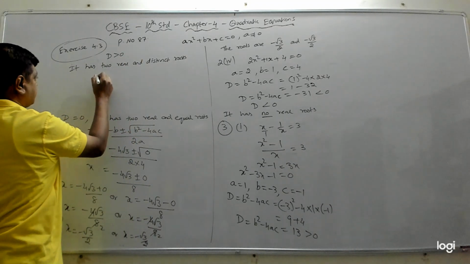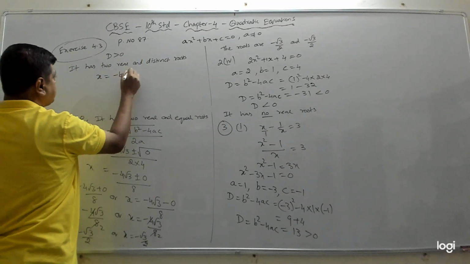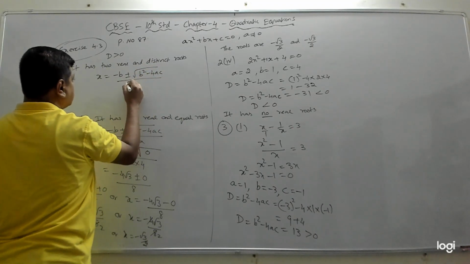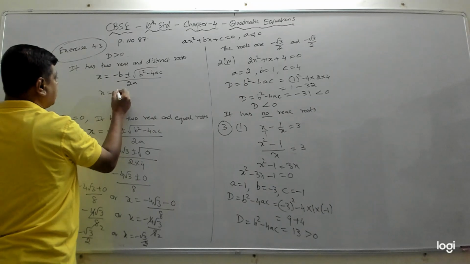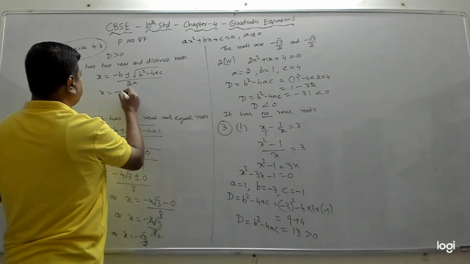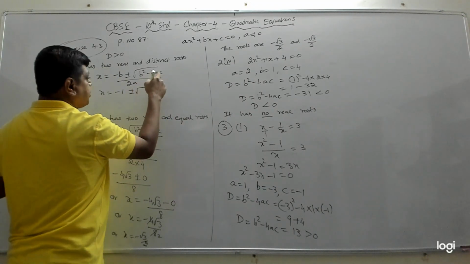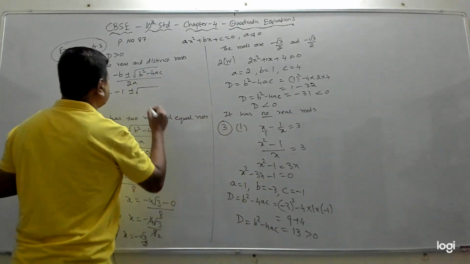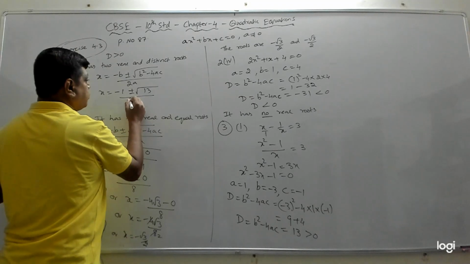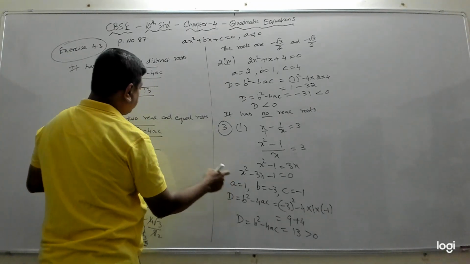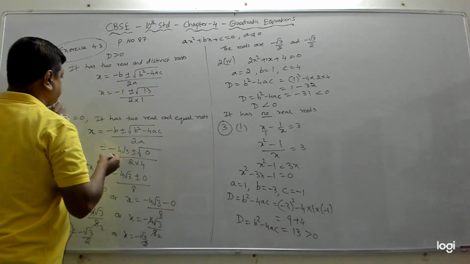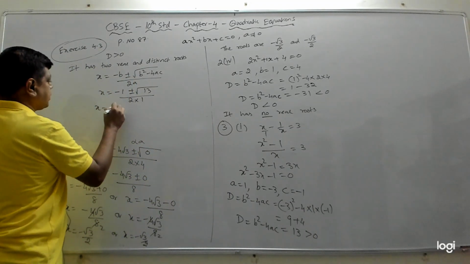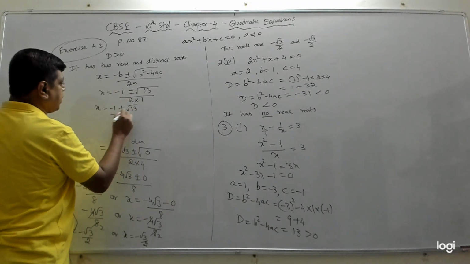How do you find them? x is equal to the quadratic formula, minus b plus or minus square root of b square minus 4ac, by 2a. So your x becomes minus of b. b is what? 1. Minus 1 plus or minus square root of b square minus 4ac. We got it as 13, by 2a. So 2 into a. a is how much? 1. 2 into 1. So this becomes x is equal to minus 1 plus or minus square root of 13 by 2 times 1.